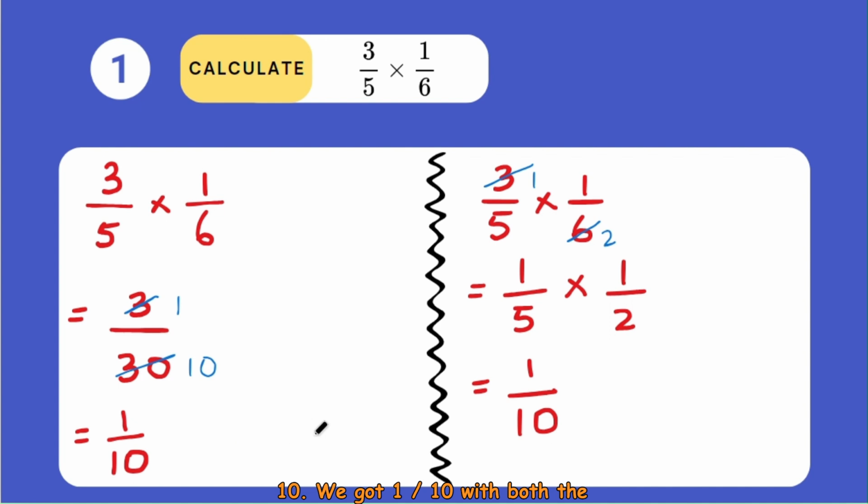We got 1 over 10 with both the ways that we did it. The only difference was that when you have bigger numbers, bigger fractions, cancelling makes the numbers smaller. So then it's easier to multiply smaller numbers rather than larger numbers.